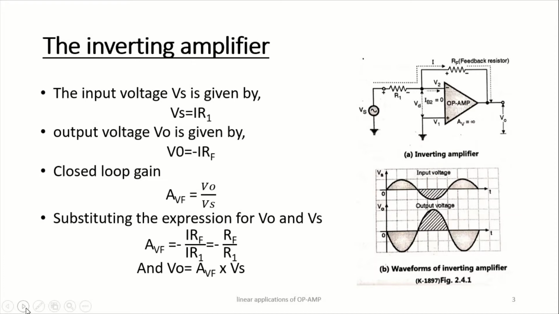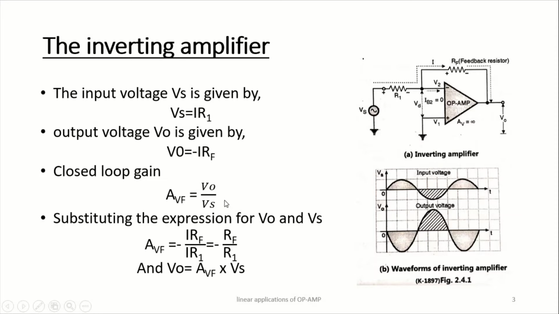Inverting amplifier means the input signal and output signal have a 180-degree phase shift with respect to each other. At the inverting terminal we apply a signal Vs, so the output we get, V0, is 180 degrees phase shifted from this Vs. Also we derived the expression of the closed loop voltage gain with feedback. It is denoted as AVF.